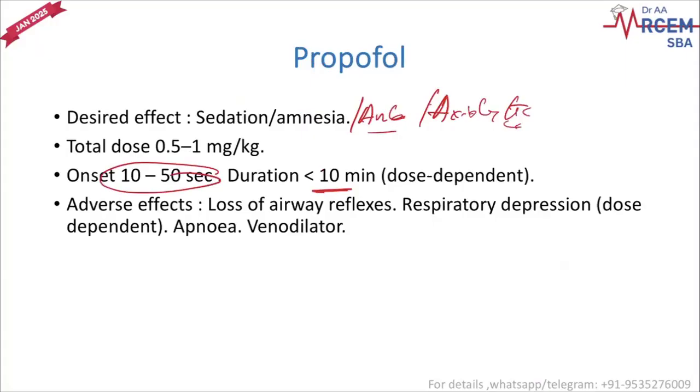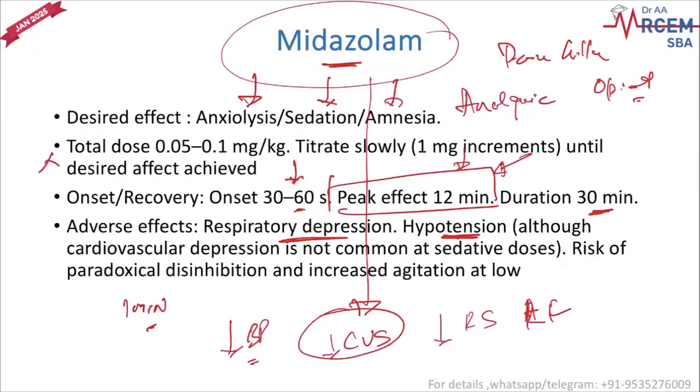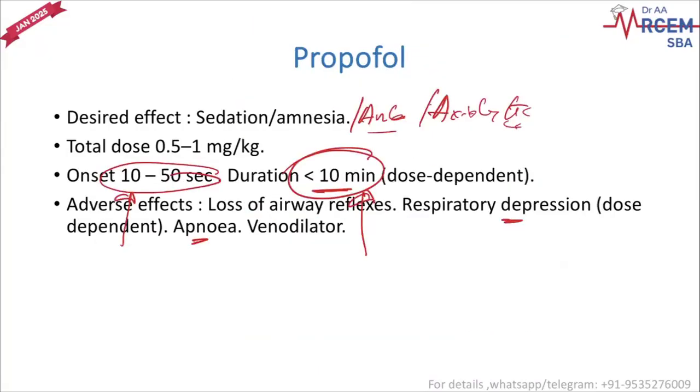For example, you give propofol and the patient has gone into depression or into apnea. You just ventilate the patient for 10 minutes, he'll come back. Then you need not intubate this patient. Here it lasts for a very long time, 30 minutes. So you need to ventilate for 30 minutes, which might not be practically possible. That's the advantage of using propofol.